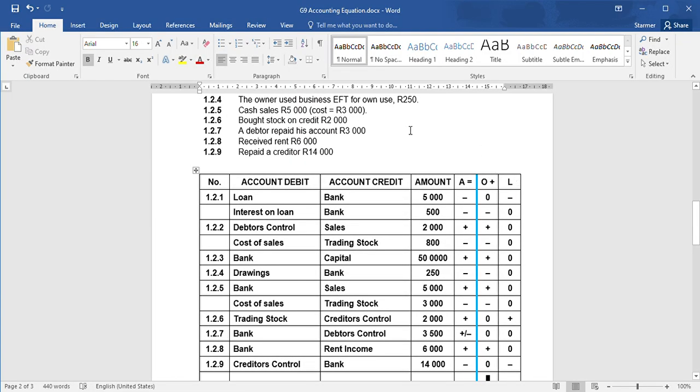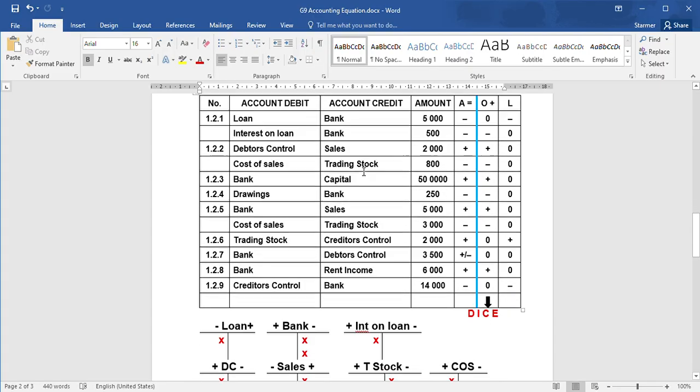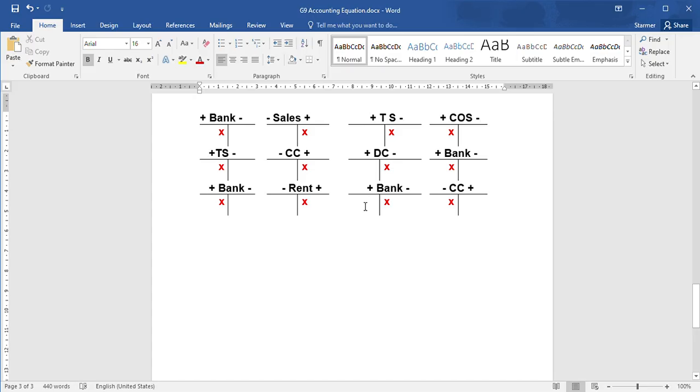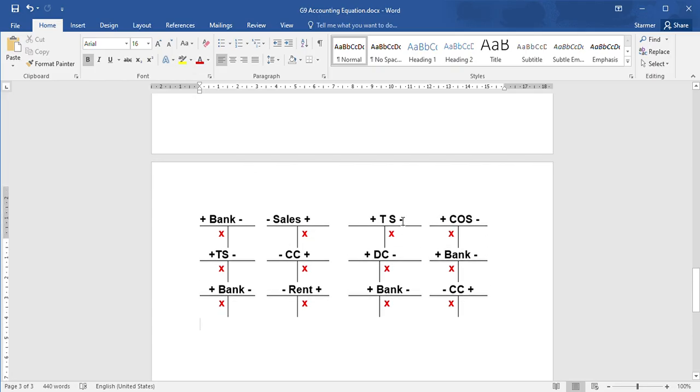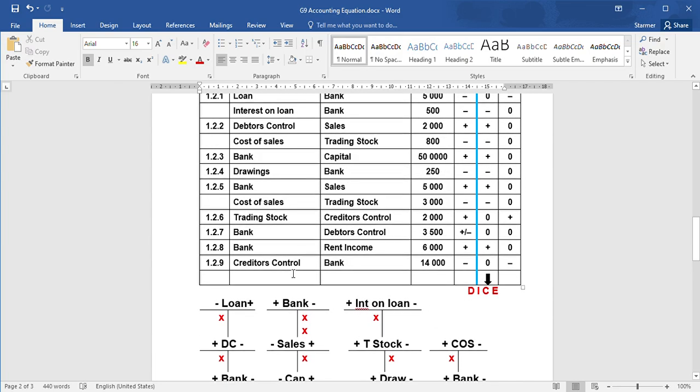And then the last one, repaid a creditor, 14,000 Rand. The 2 accounts affected here will be bank because you're paying money, so bank goes down. You've paid back part of your liability. That means you owe less money, so creditors will get debited. So the X is on the debit side of creditors and credit side of bank. We debit creditors control, liability decreasing. We credit bank because that's an asset going down, and nothing happens to owner's equity.